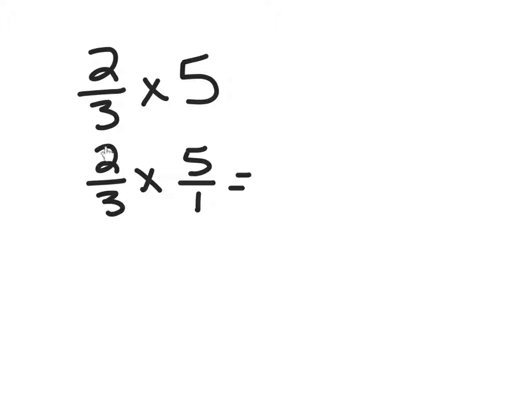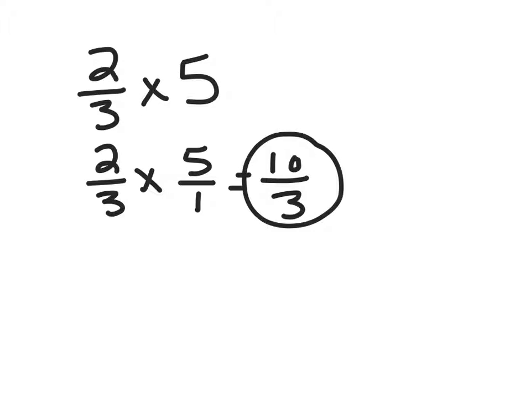Then it's as simple as multiplying your numerators. 2 times 5 is going to give me 10. And then multiplying my denominators. 3 times 1 is 3. And I get 10/3. Now, this is a top-heavy or improper fraction. So let's go right away and convert this into a mixed number.